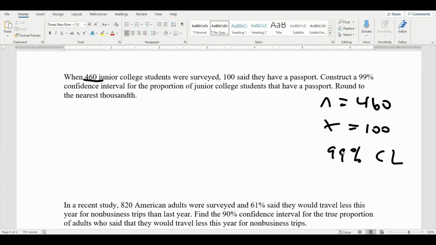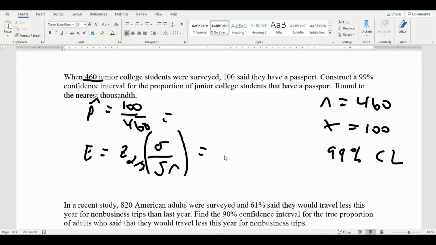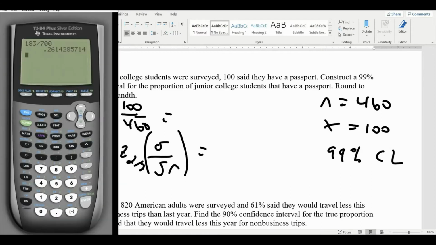Okay, if I were to do this by hand, I would need p hat. Let me do it by hand once. So I really don't want to do this, but I'm going to. And I'll need my margin of error, which is z alpha over 2 times sigma over the square root of n. And so 100 divided by 460. I really don't even want to do this because it might have to round off. I'd rather leave it as a fraction, but it's just going to round off to 0.2174.